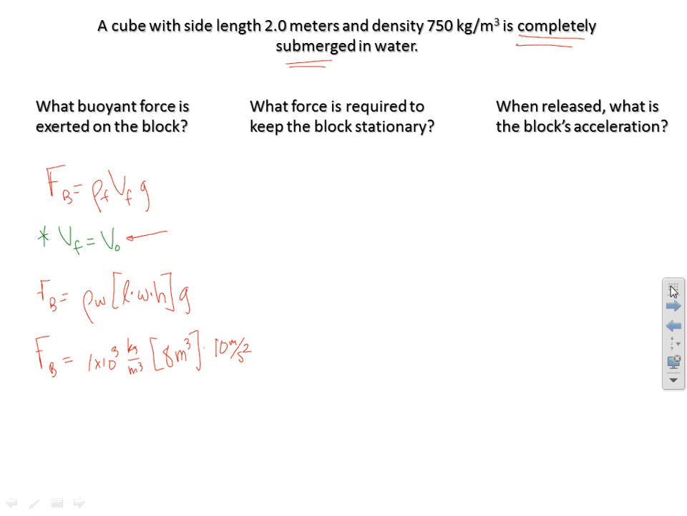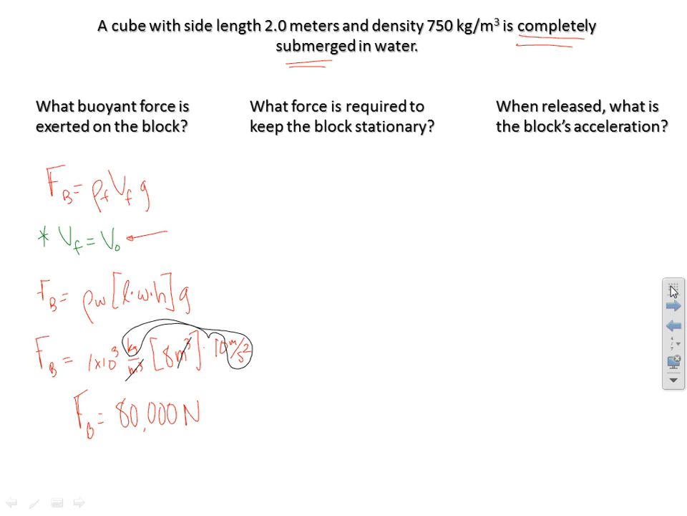That's 10 times 8, 80,000 newtons. Jeez Louise, that's a big force. But that's a big cube, though. A cube 2 meters on the side, that's a big, big cube. That's a lot of displaced fluid. Okay? Let's make sure the units work. Cubic meters, kilogram meters per second squared. Yep, that's a newton, good.